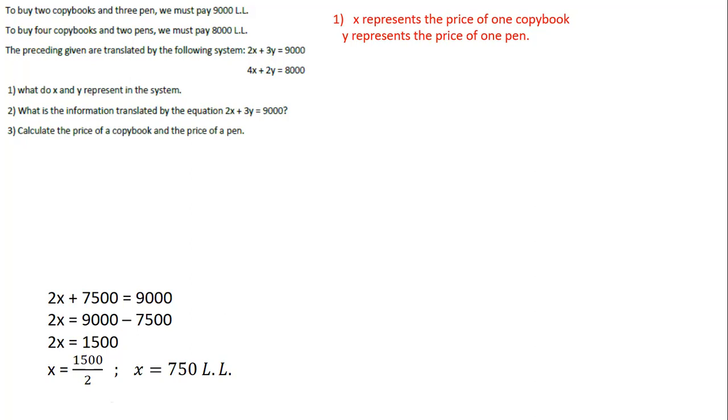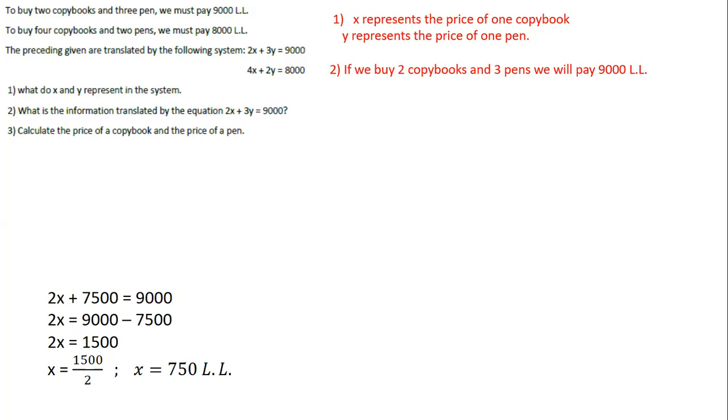Now in part 2, yes, ya Abbas. What is the information translated by equation 2x plus 3y equals 9,000? Okay, what do you understand from this equation? If we buy 2 copybooks and 3 pens, we will pay 9,000 lira. Right. This is the information translated. If we buy 2 copybooks and 3 pens, we will pay 9,000 lira.